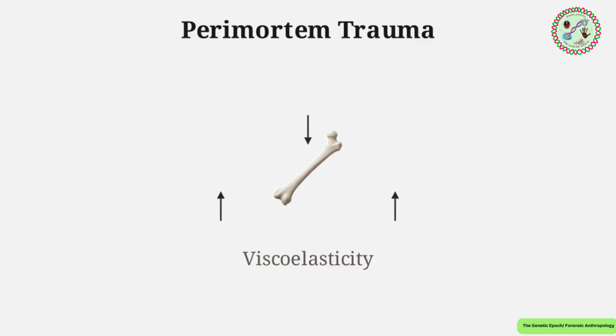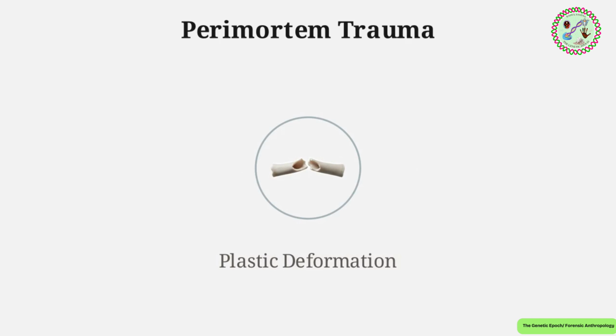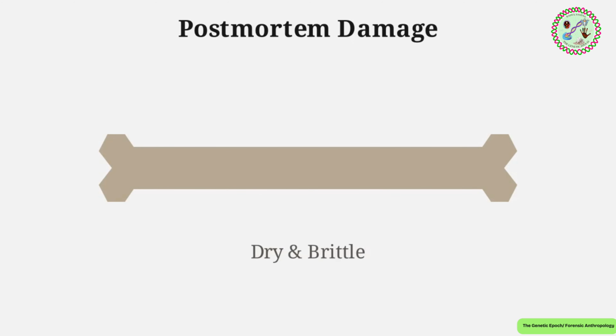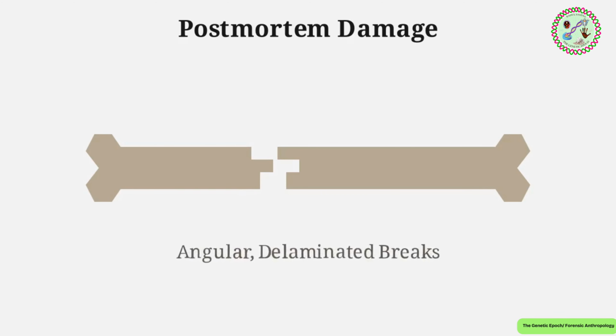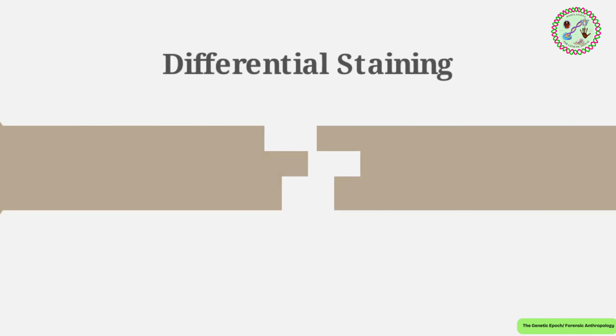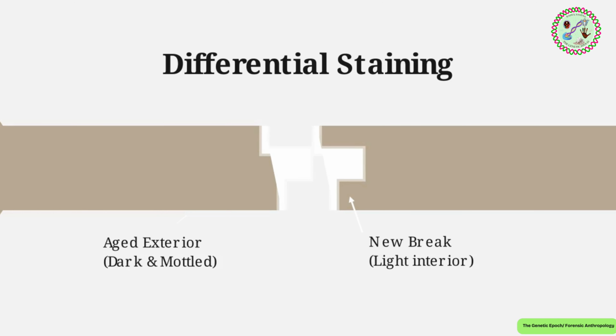Because fresh bone is viscoelastic, it absorbs kinetic energy. The resulting fractures propagate smoothly along the pathways of the bone cylinder. Compare this directly with postmortem damage. Dry bone lacks a plastic component, resulting in angular, delaminated breaks that snap rigidly under pressure. Environmental indicators confirm this taphonomic breakage. Differential staining, where the newly exposed fracture margins are distinctly lighter than the aged exterior of the bone, proves the break occurred long after death.